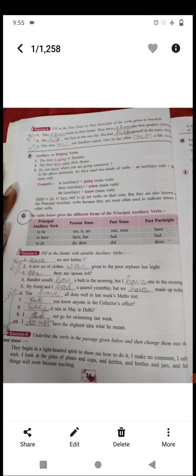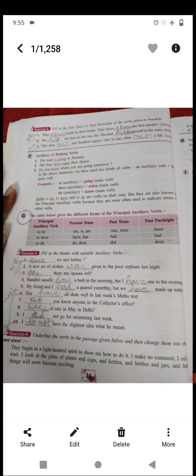Then second, you have to make a tabular form. On one side you are going to write regular verbs, on the other side irregular verbs. You only have to write down the words over there: 5 words for regular and 5 for irregular.